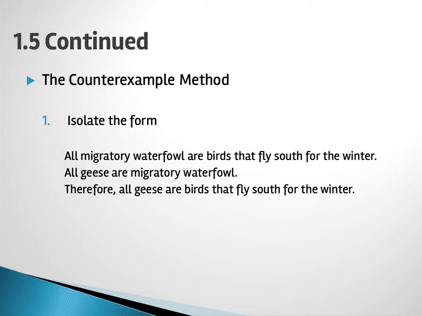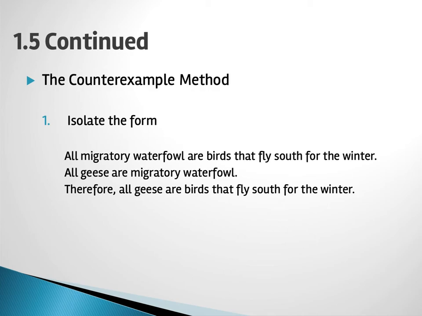Now, here's how you develop a counterexample to demonstrate that an argument is invalid. This is called the counterexample method. There are two very simple steps. I'm given an argument and I isolate the form. How do I do that? I just do this. I say all migratory waterfowl are birds that fly south for the winter. I need to use a variable to substitute for each of these categories.